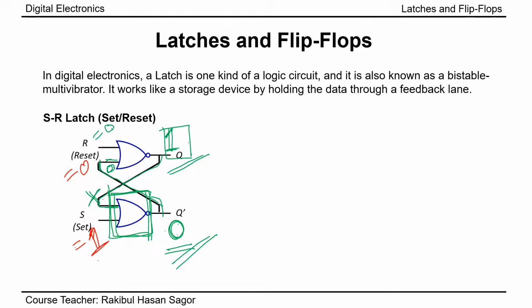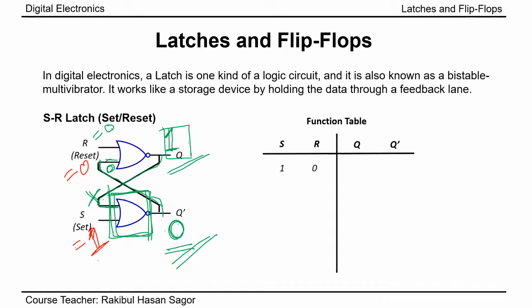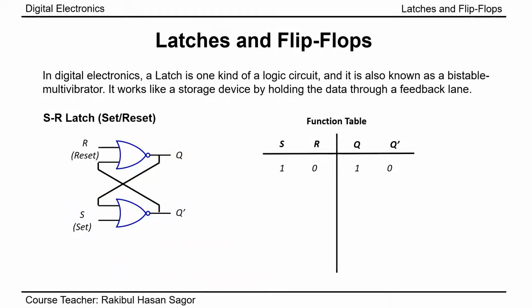So if I draw this in a function table, this is the function table. At the very beginning, the value of s is taken as s equal to 1 and r equal to 0, and we have got the value of q equal to 1 and q prime equal to 0. Now we know the previous value, that means the present value of q equal to 1 and the present value of q prime is 0. After giving this 1 and 0, next we'll give s equal to 0 and r equal to 0.